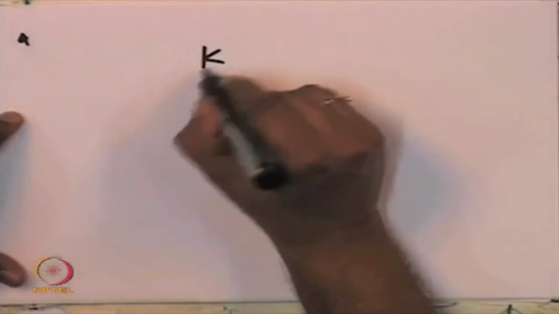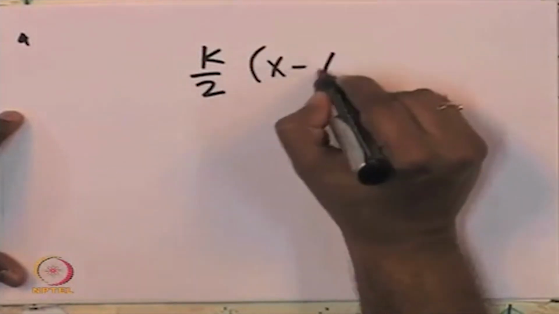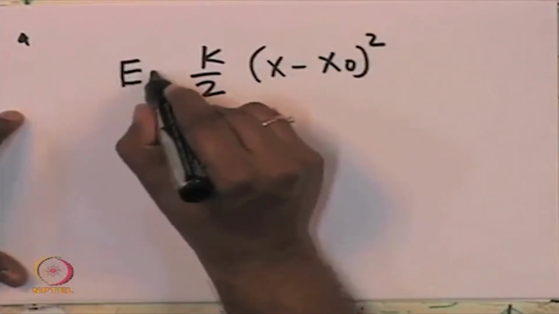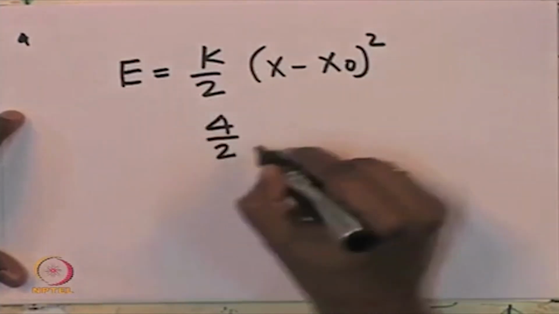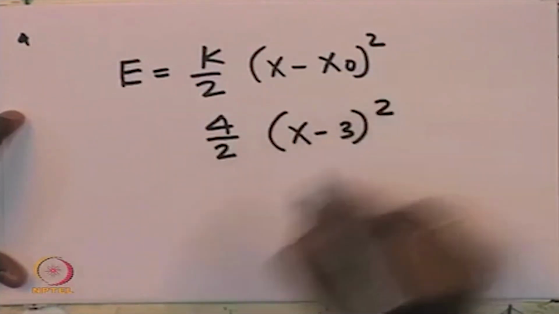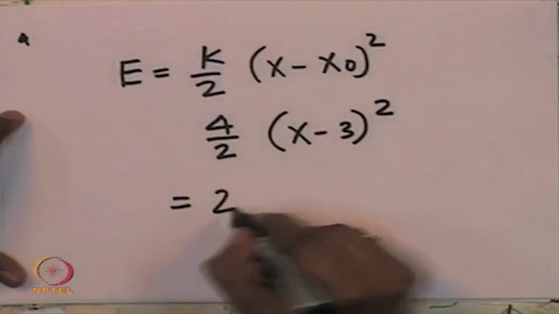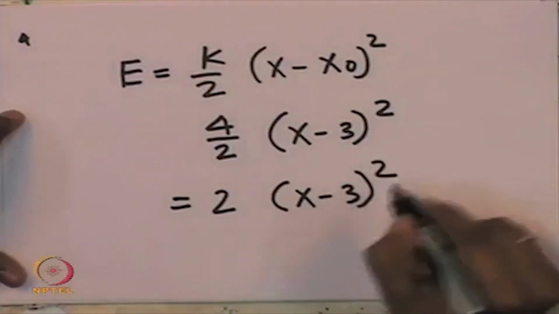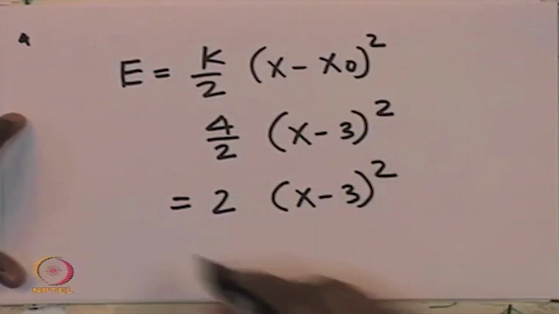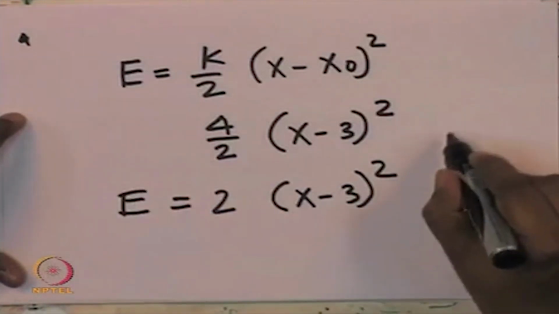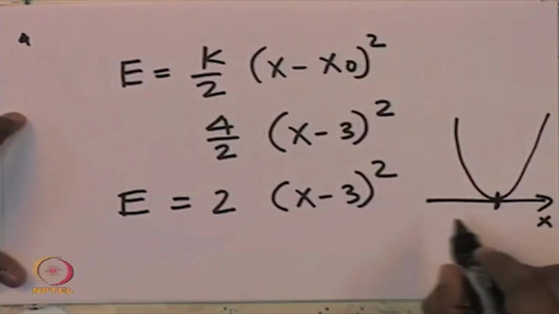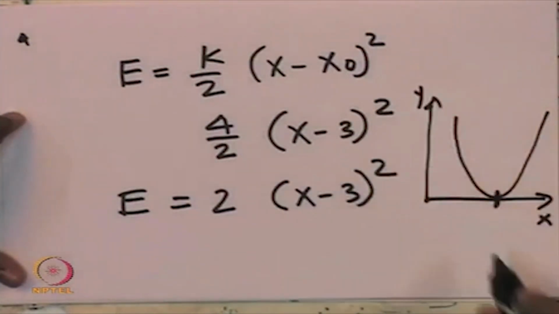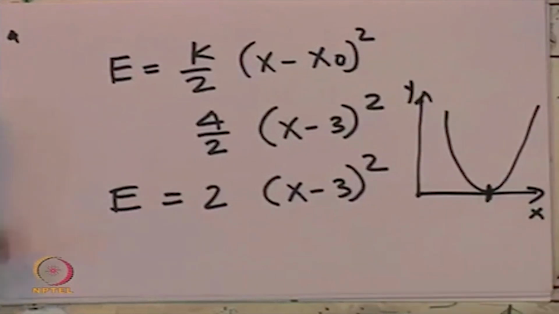So, what we have here is, as we have written, k by 2 into x minus x 0 whole square was the energy. Now, in this example, we have k by 2 equal to 2. So, k is 4. So, 4 by 2 into x minus 3 whole square. This is 2 into x minus 3 whole square. So, this is what we plotted. This is our energy. Now, we know that the energy looks like this, and we want to know this particular point on the x axis. So, this is x axis and y axis. So, we want to find out this particular point on the x axis where the energy is minimum.